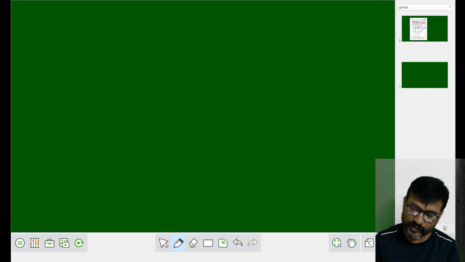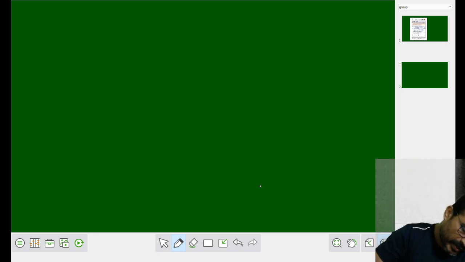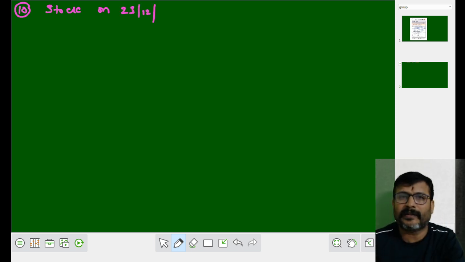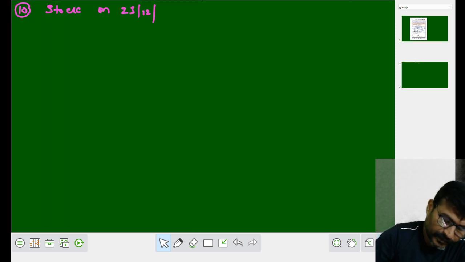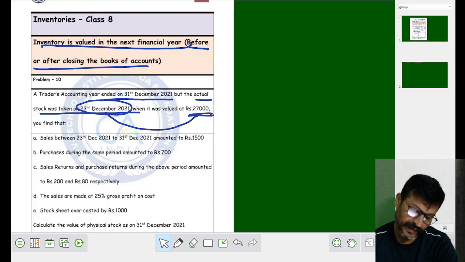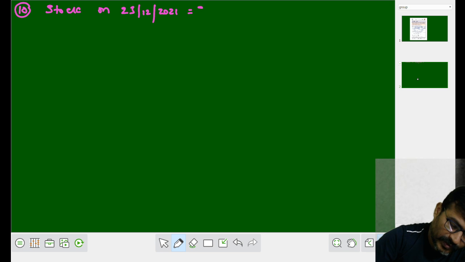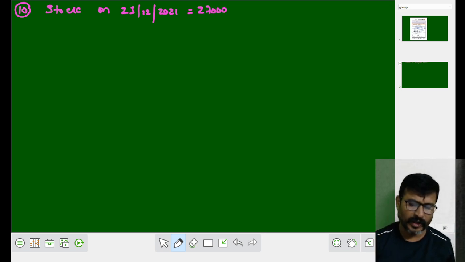Fine. So let us write in your notes for problem number 10. Stock on 23rd December 2021, how much is it? An amount of rupees 27,000. Okay. This is the stock on 23rd December 2021, not on 31st December.